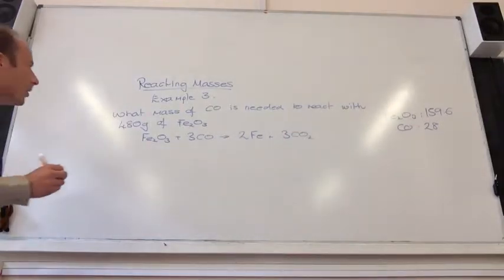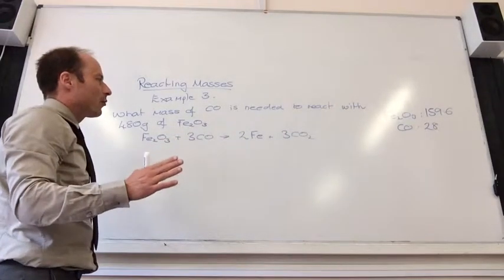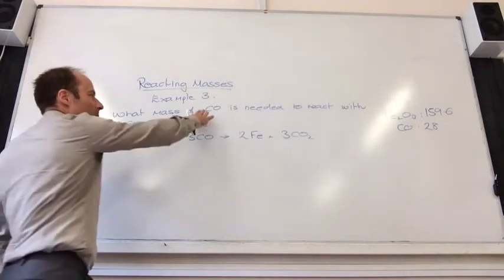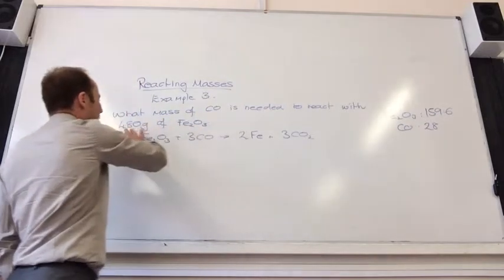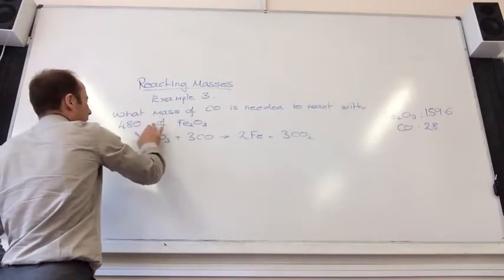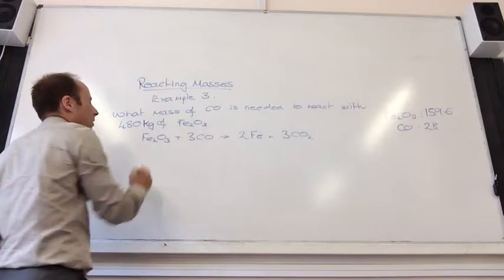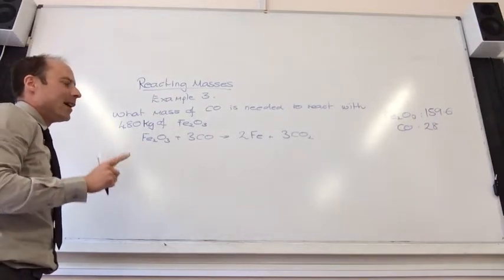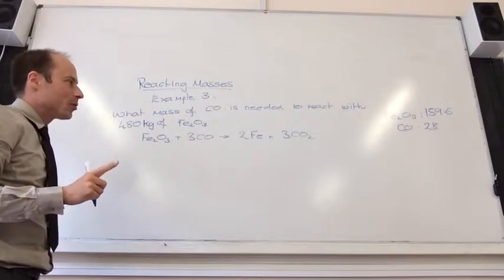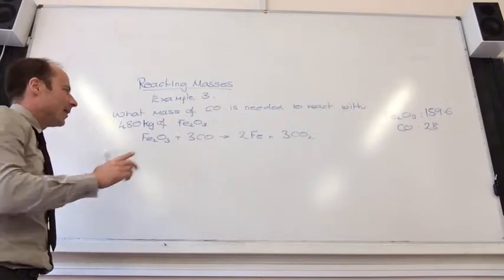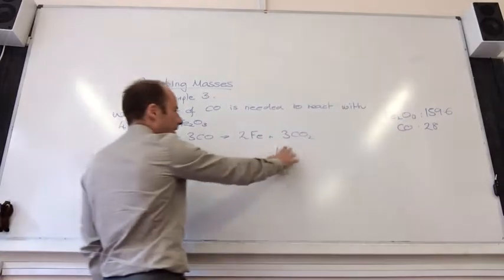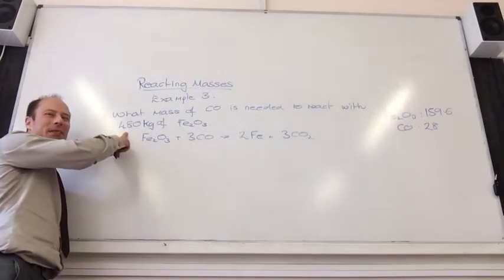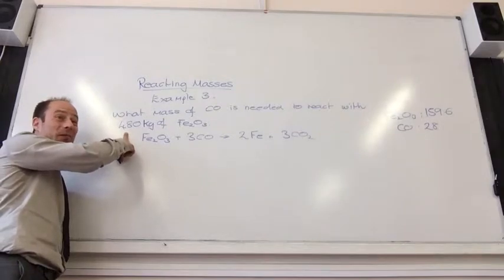Okay, so this is example number 3. What mass of carbon monoxide is needed to react with 480 kilograms of iron oxide? Now there's a few little things to catch us up here. The first one is the balancing, which we'll come to in a minute. But the second one is they've given me the mass in kilograms.